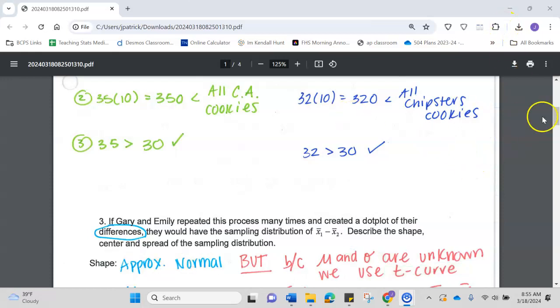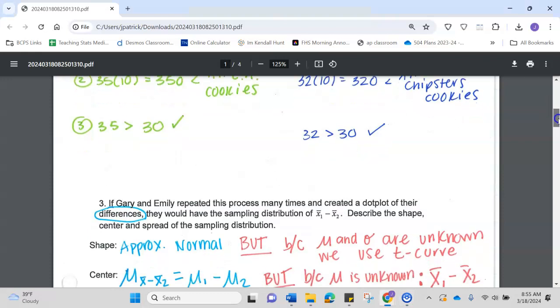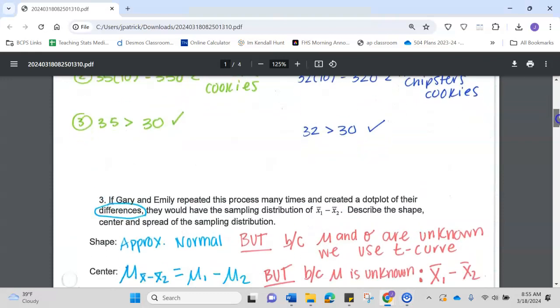So if we take many, many, many samples, on average, we should see 3.34 as the difference in the number of chocolate chips. So we just took our sample result from the Chips Ahoy and subtracted that by the Chipster chips. Standard deviation is a little new. This is on the formula sheet.